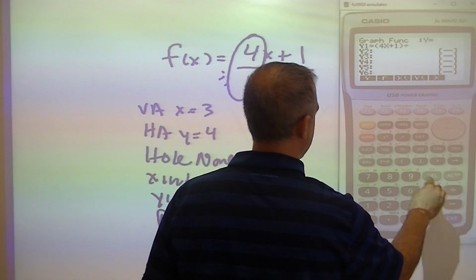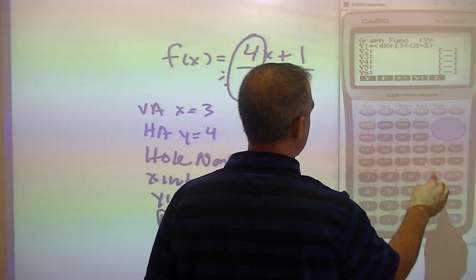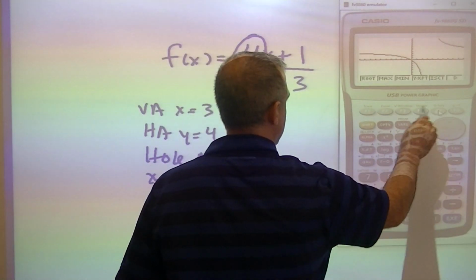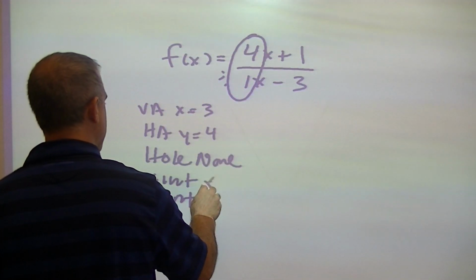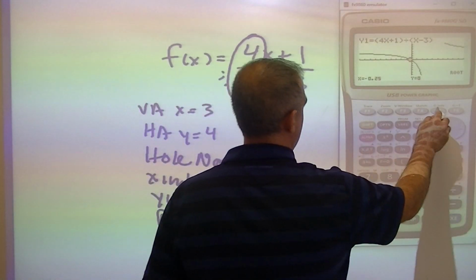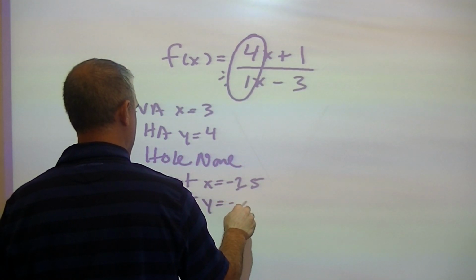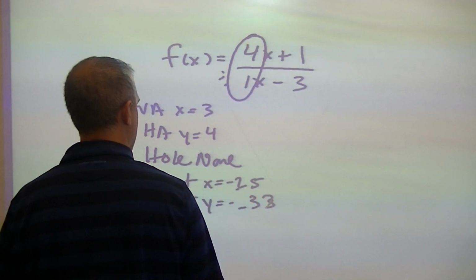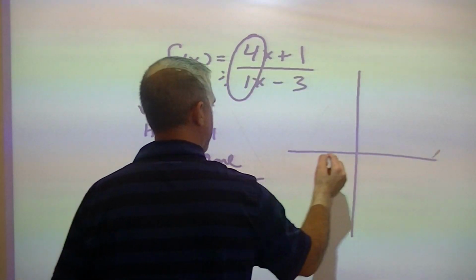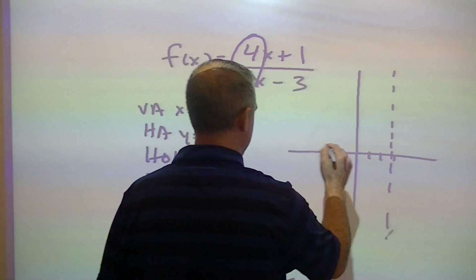1 divided by x minus 3. Okay? G solve root, I got x equals negative 0.25. G solve y-intercept, y equals negative 0.3 repeating. Okay? So the way that would be graphed, x is 3, horizontal asymptote 4.